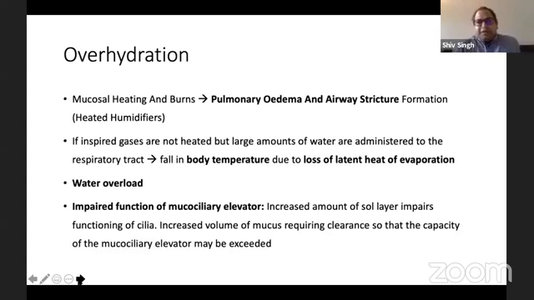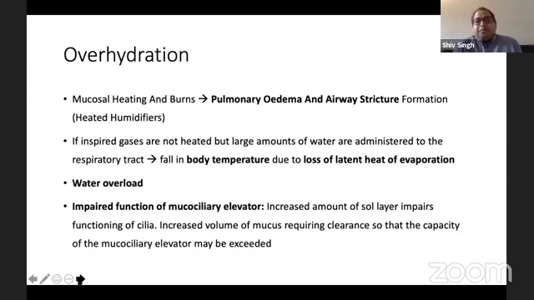They are under well temperature control. We do not allow the temperature to go above 40 degrees. And even if the gas is humidified, they cool down in the circuit before they actually reach the patient's airway. So if inspired gases are not heated, but a large amount of water is administered to the respiratory tract, right? So this is not possible, usually not possible to do that.